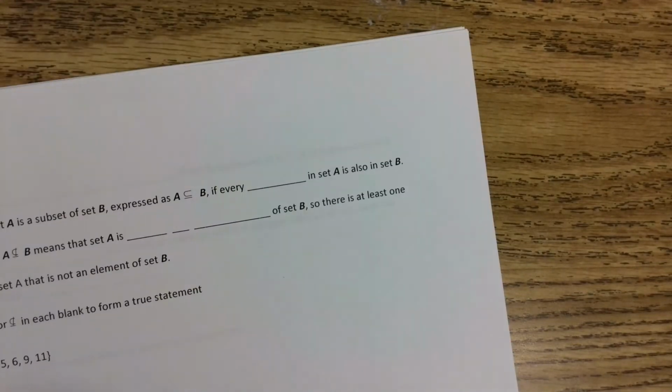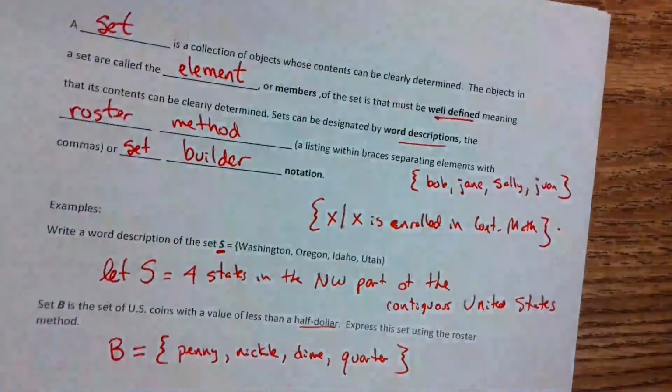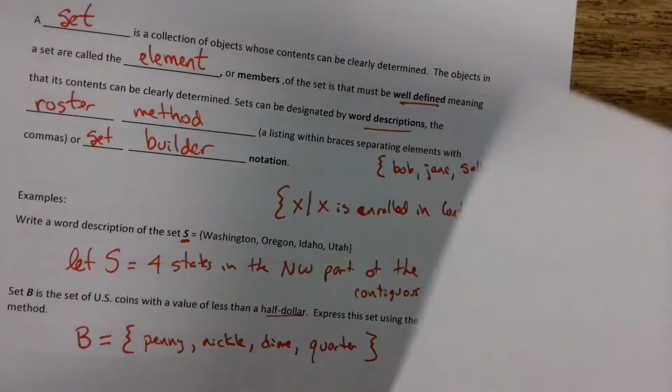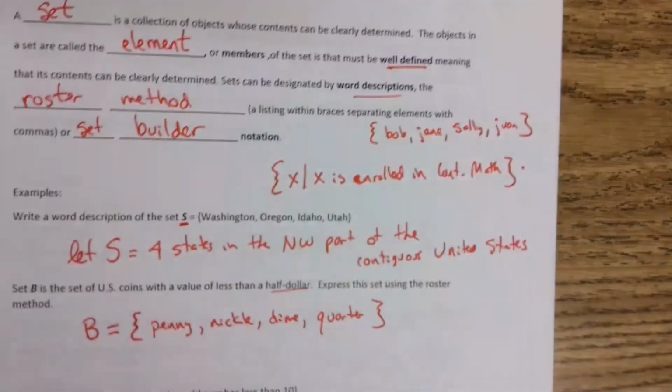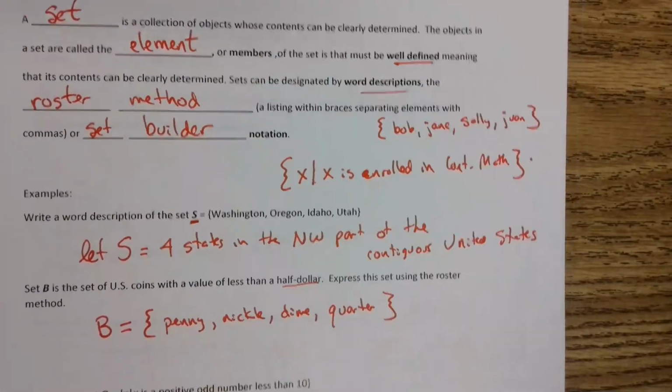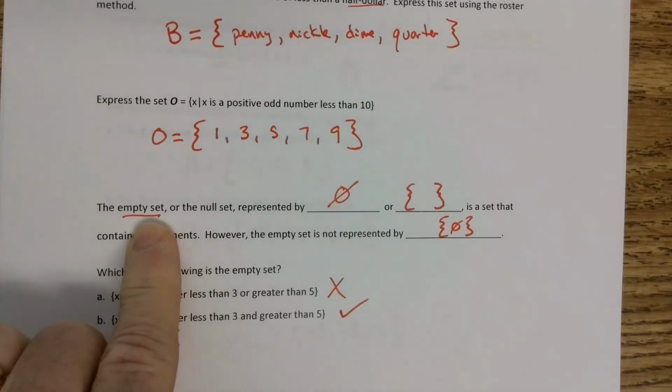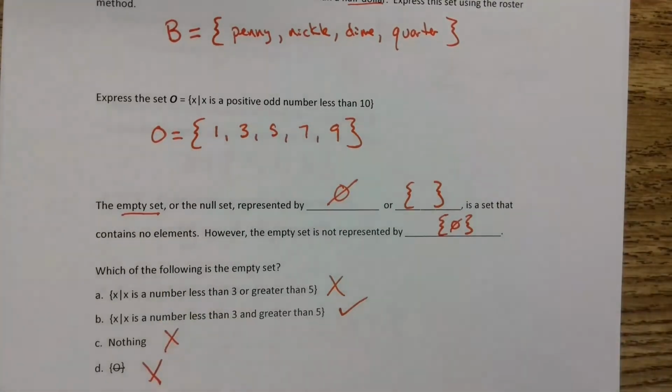So, chapter 2 is sets, and I forgot what we went over. Oh yeah, we went over a lot of things. Okay, so we defined a set, and then we talked about the empty set with no elements in it.